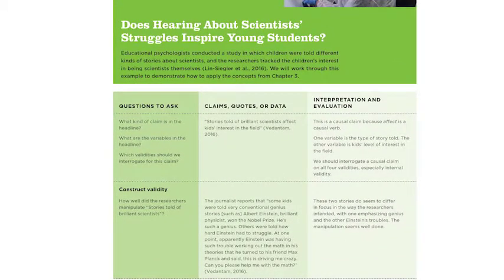In the Working It Through table, students see in one column a list of questions they could ask about the study. In the second column, there are quotes or data that are relevant to each question. And in the third column, there's an interpretation of the quote or the data that they saw.